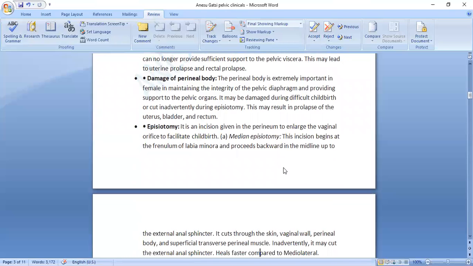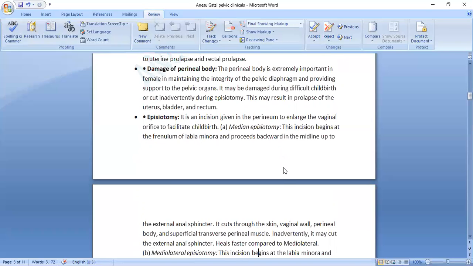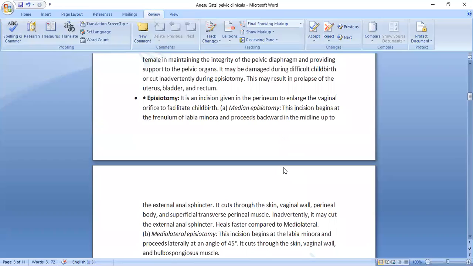So in episiotomy, we make an incision in the perineal region. This is different from a normal cesarean section that most people are familiar with. We make this incision in the perineum to enlarge the vaginal orifice so that we allow for childbirth. We can either have a median episiotomy or a mediolateral or posterolateral episiotomy, whichever way you may want to call it. The difference between these two will be the structures that will actually be pierced and the structures that are more likely to be injured.